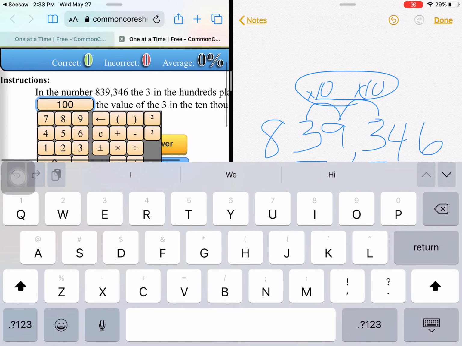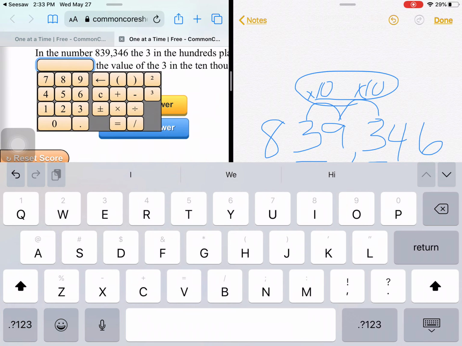Oh, it's 1/100th. I see. Because it has to be a fraction. Because we're going forward, so it's smaller. It's 1.